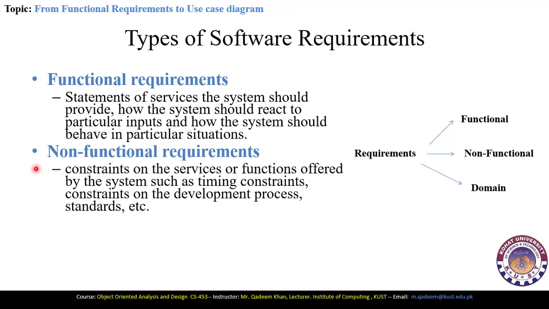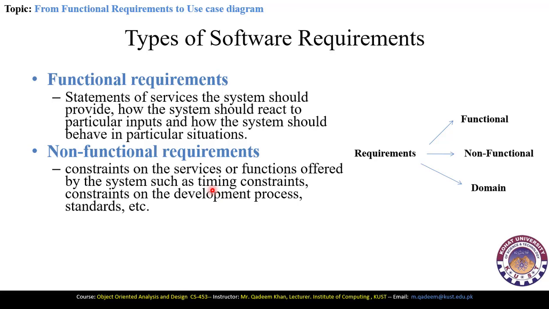The other type of requirements is called non-functional requirements. These are certain constraints over the system so that the system should work with certain quality attributes. So non-functional requirements are those where the constraints on the system define the quality attributes of the system. And these constraints are in fact defined by standards organizations such as CMMI and ISO.